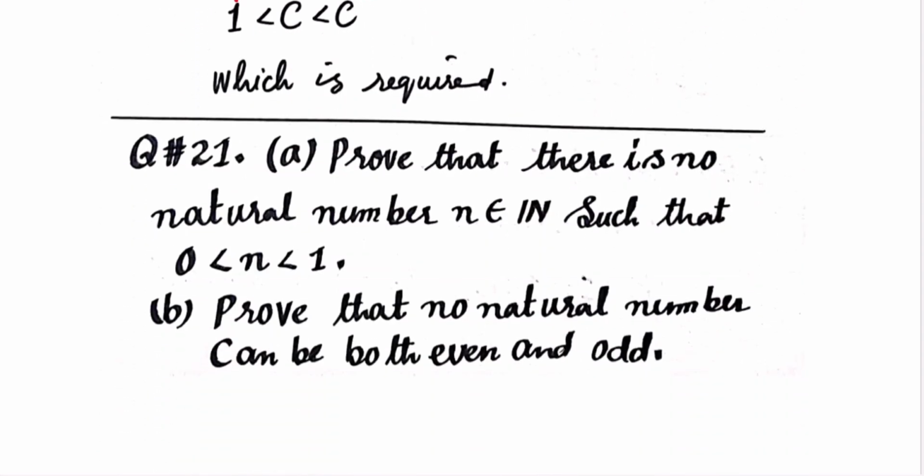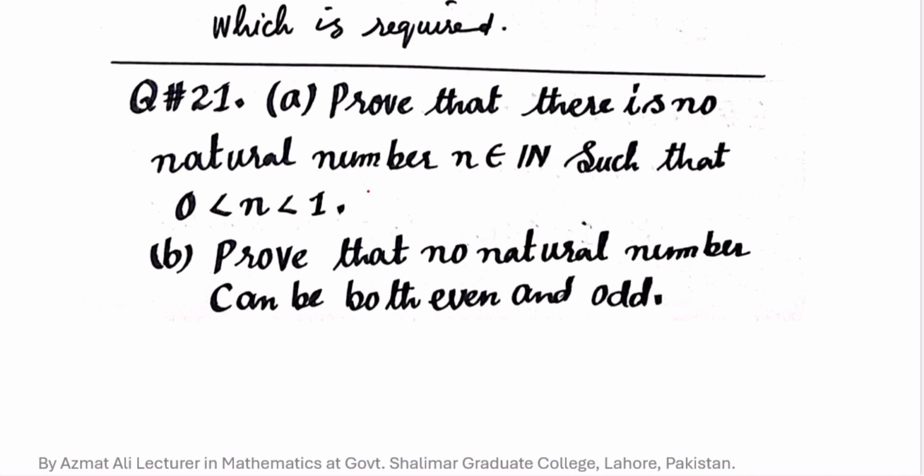Question number 21, this is very interesting and a basic question. Prove that there is no natural number n such that n lies between 0 and 1. You know, by the definition of natural numbers, all natural numbers start from 1, 2, 3, and so on. In this question, we have to show that there is no natural number between 0 and 1. And further, in the B part, we have to show that there is no natural number which is even and odd both at the same time.